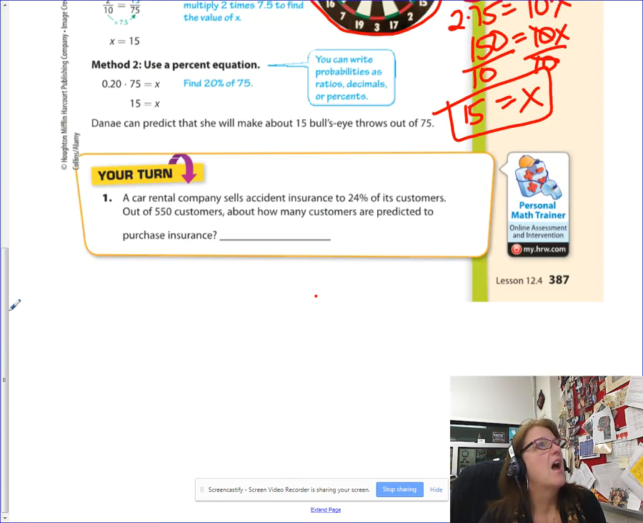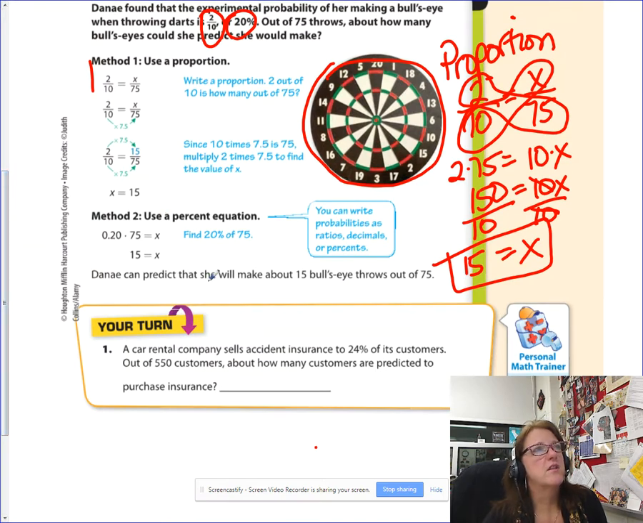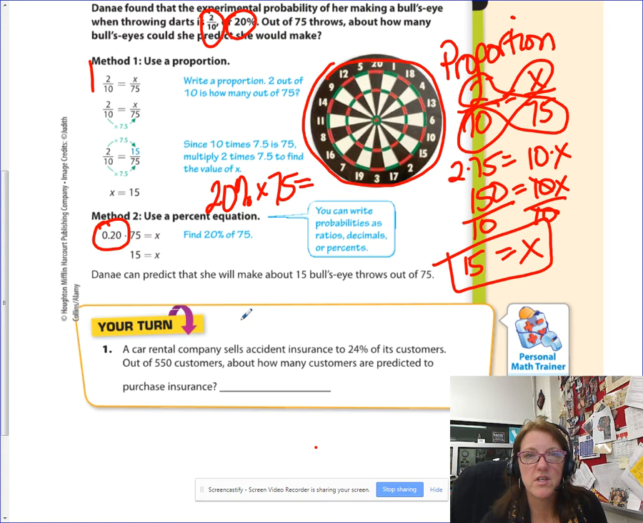However, those of you that like to use percent and say, hey, 2 out of 10 is 20%, well, I'm going to solve it that way. And I'm going to say 20% times those 75 throws and figure out what that is. Now, they happen to take that 20% and turn it into a decimal. You have a calculator. You could plug in the percent sign as well. But you basically end up with 15 bullseyes as our estimate for her prediction, as to how many bullseyes.